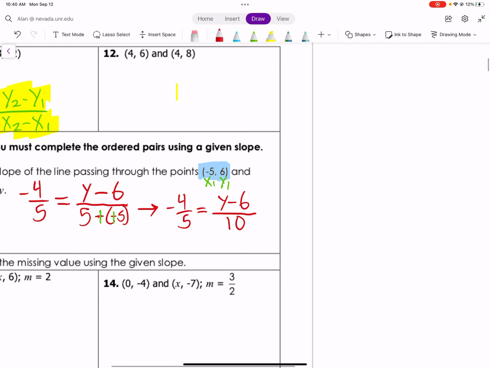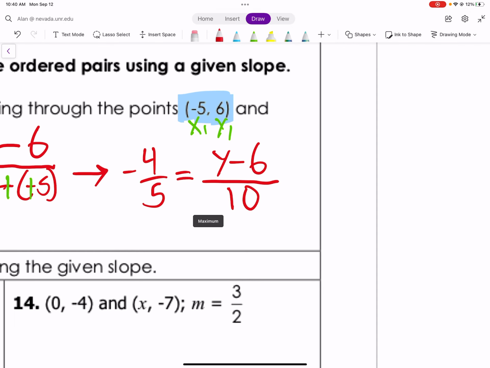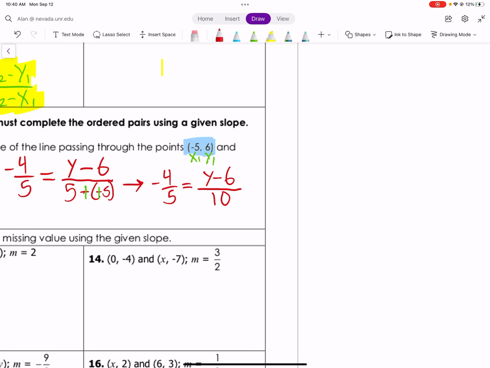We have to solve for that value of y. And how do we do that? Well, we're going to think back to how we solve equations just like we did in chapter 1. So I have to isolate this y value. I have a subtraction by 6 attached to it and a division by 10. So I want to get rid of that division by 10 first. So the opposite of dividing by 10 is multiplying by 10. And what we do to one side, we will do to the other. So I'm going to multiply this -4/5 by 10 as well.